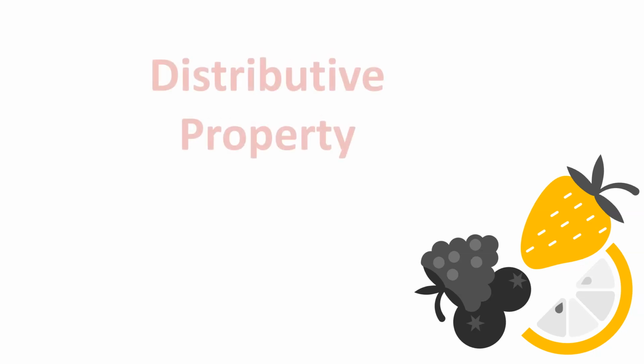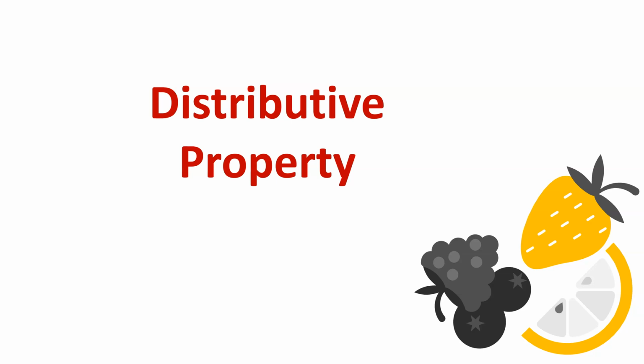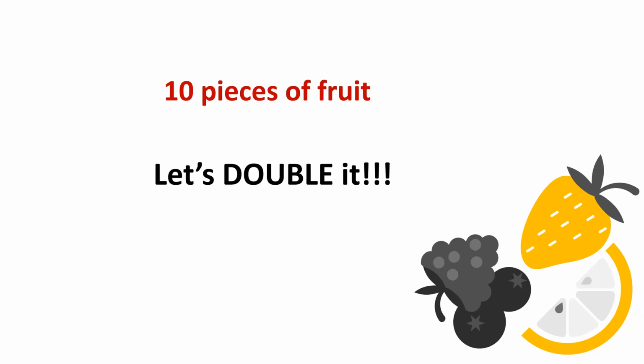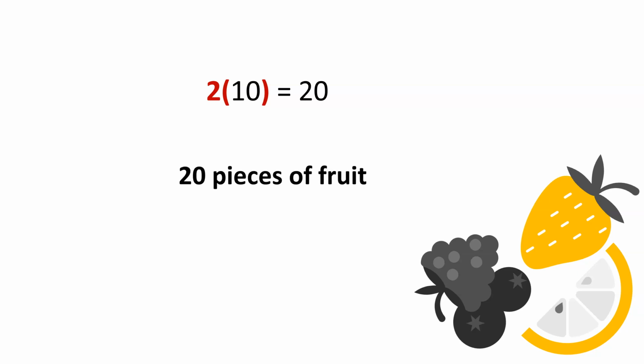Let's discuss a property commonly used in mathematics called the distributive property. To understand how the distributive property works, let's look at a real-life scenario where we have 10 pieces of fruit. We have our 10 pieces of fruit, and you know what? We decide that's not enough and we want to double it. To double our 10 pieces of fruit, we would simply multiply 10 by 2, which gives us 20. So doubling our original amount gives us 20 pieces of fruit.